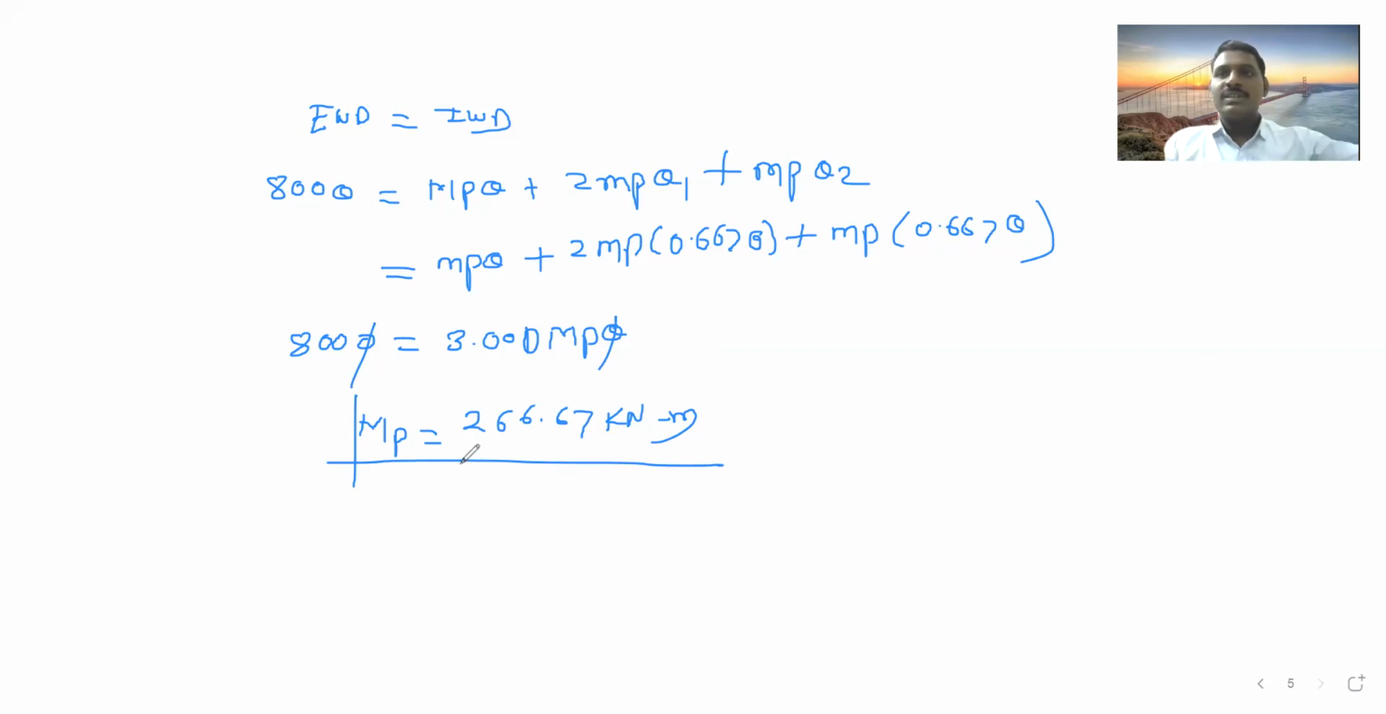So this is the analysis of the frame. So I will give you one more example. Second example we will solve. So you can solve this example.